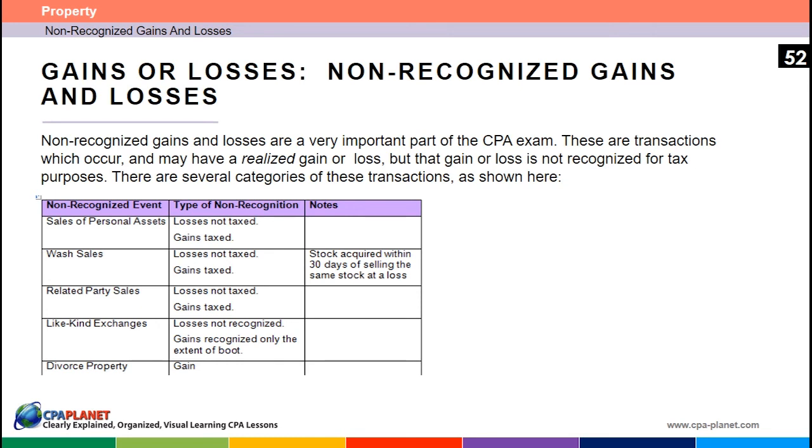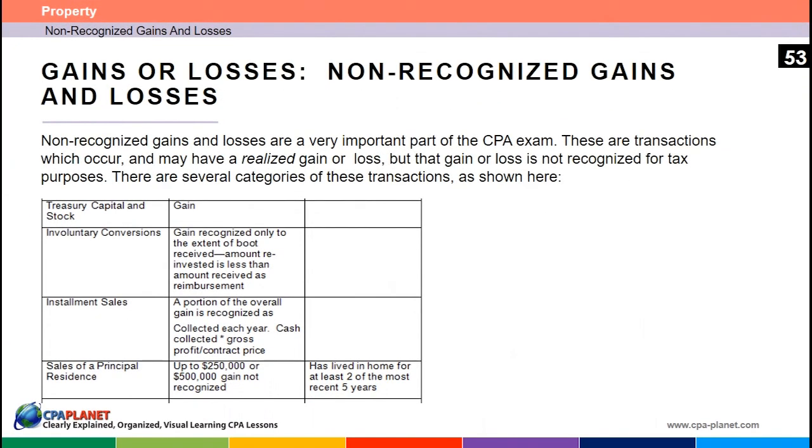Wash sales, same thing. Losses are not taxed, meaning you can't take your loss, but gains are taxed. That's a wash sale. Related party sales, losses are not taxed, but gains are taxed. Like-kind exchanges, losses are not recognized, gains recognized only to the extent of boot. Divorce property, there's gain. Treasury capital stock, there's gain. Involuntary conversion, gain recognized only to the extent of boot received, meaning that the amount reinvested is less than the amount received as reimbursement. We'll talk about that.